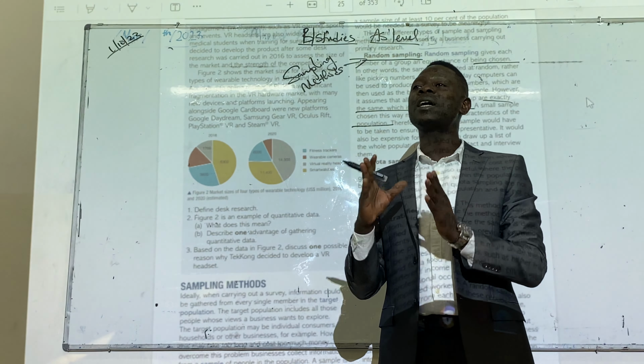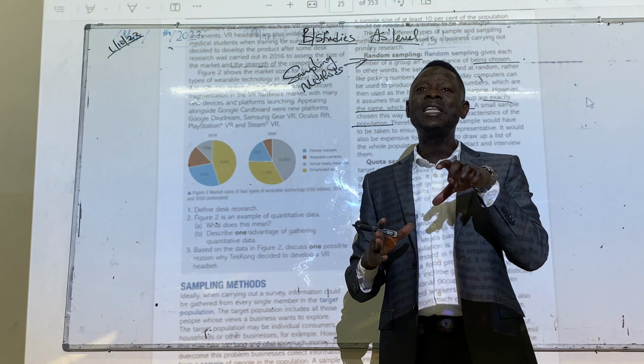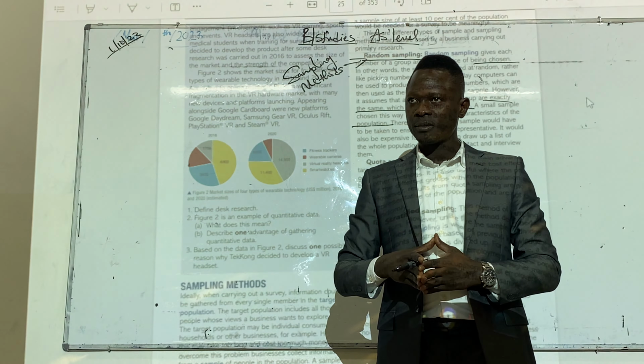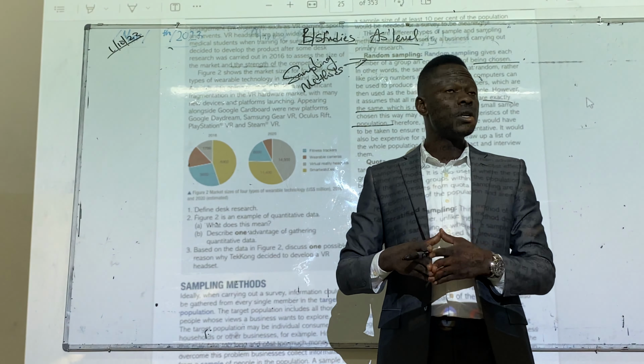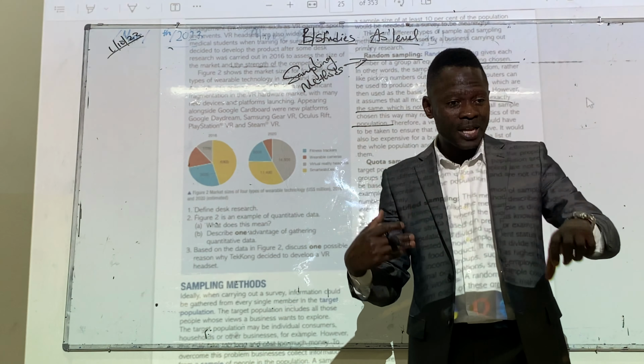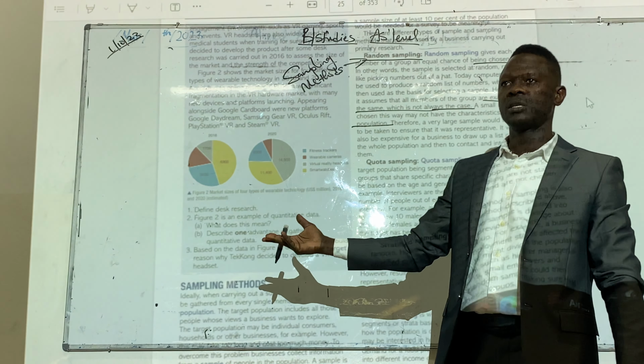But the problem about using random sampling is that, one, it might not really represent the view of the whole targeted population. And it is time consuming too, because you have to draw up a list, and after having drawn up the list, then you start choosing from the list.